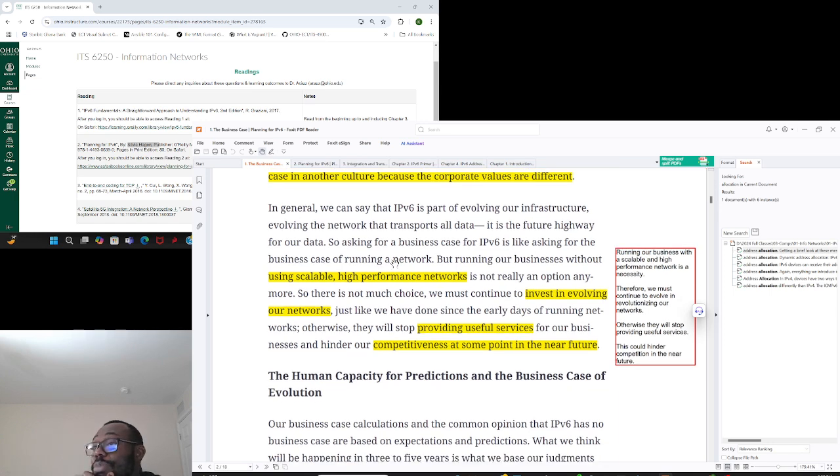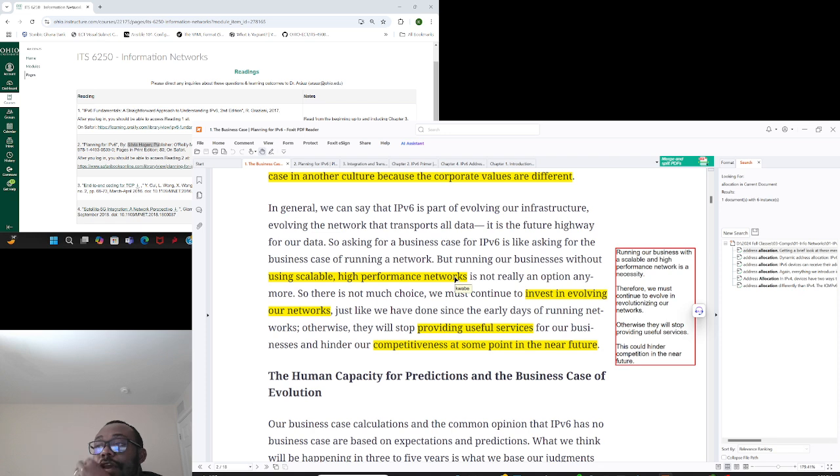But all businesses do understand that using a scalable, high performance network is key. That means that all businesses require their network to grow. So if you want your network to grow, then IPv6 is the way for it to grow, because we know that IPv4 cannot sustain us fully for the future, despite NAT and all those kinds of things.